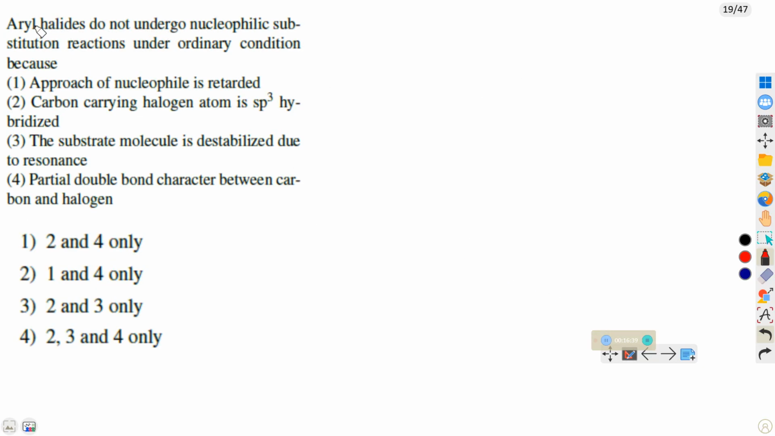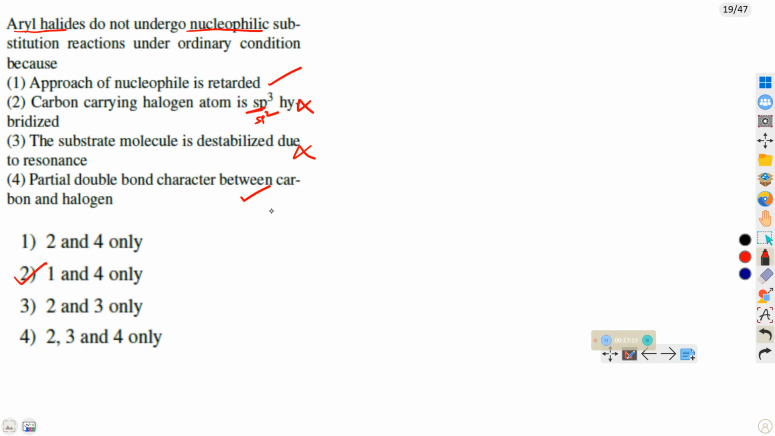Aryl halides do not undergo nucleophilic substitution reactions under ordinary conditions because approach of nucleophile is retarded. Correct. Carbon carrying halogen atom is sp3 hybridized. No, sp2 hybridized, not sp3. The substrate molecule is destabilized due to resonance. No. Partial double bond character between carbon and halogen. Correct. 1 and 4 are correct.